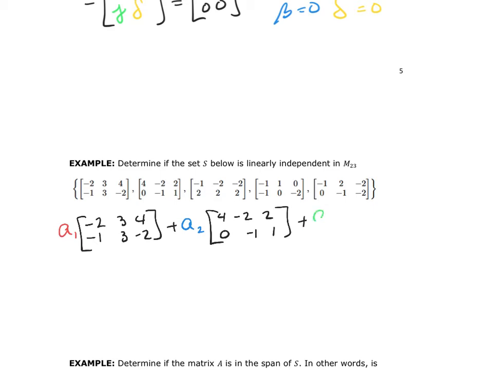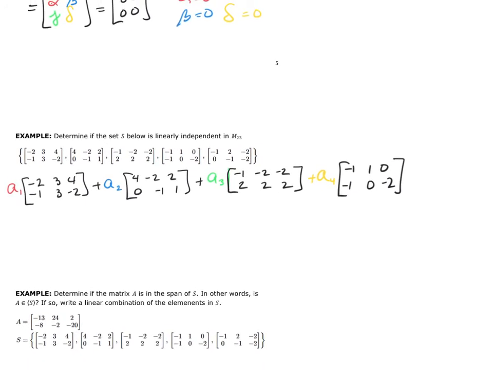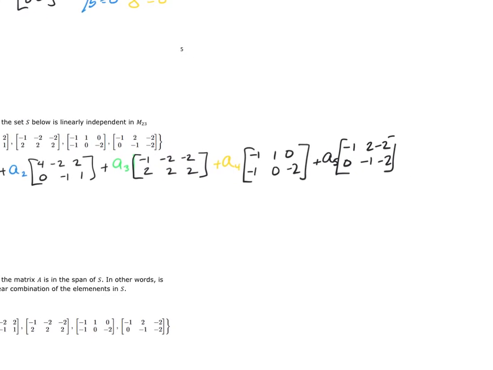And then plus a sub 3 multiplied by my next matrix, which is -1, -2, -2, 2, 2, and 2. Then we've got an a sub 4, which I multiply by -1, 1, 0, -1, 0, -2. And then, of course, I have one more. I ran out of colors, so I'll go to black: plus a sub 5 times my fifth matrix, which is -1, 2, -2, 0, -1, -2. And then I check whether this is equal to the zero matrix of the same size, so 2 rows, 3 columns.